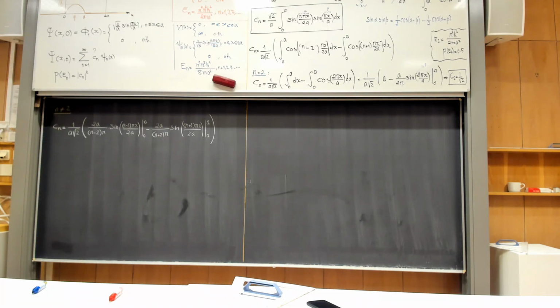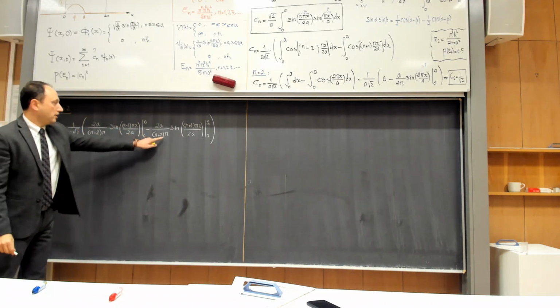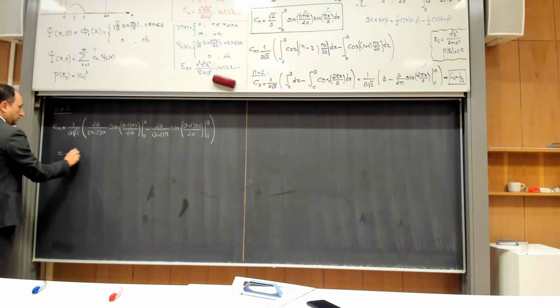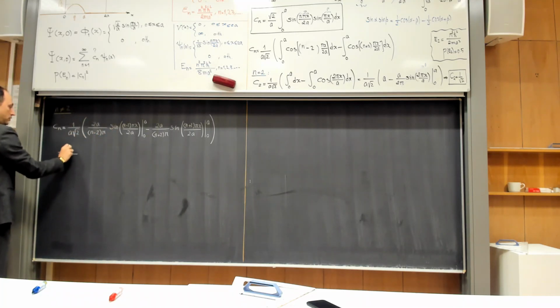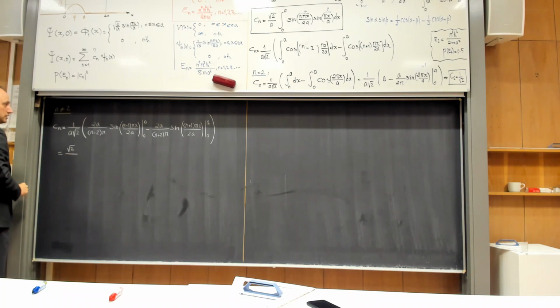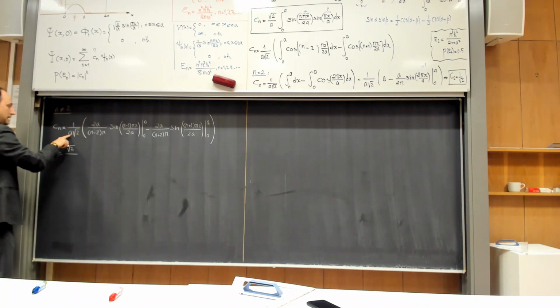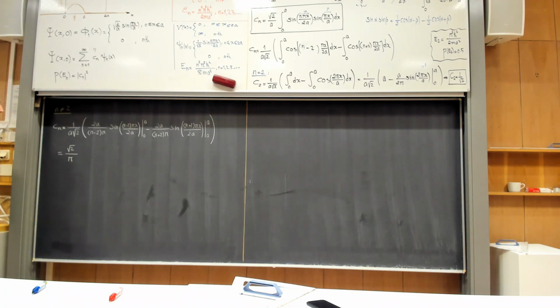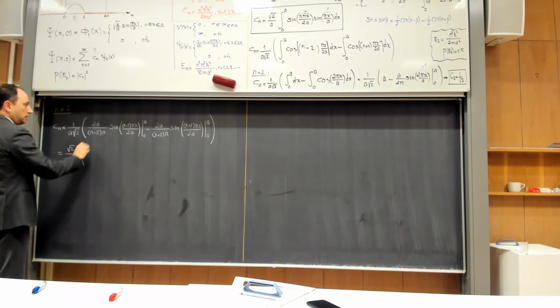Okay, so let me try to simplify these things a little bit. So you see that I have a 2a and a pi here. I can factor it out. So that 2 will make this one square root of 2 in the numerator. That a will cancel this a. Then I will get 1 pi here in the denominator. Okay, and then what is left for me here?